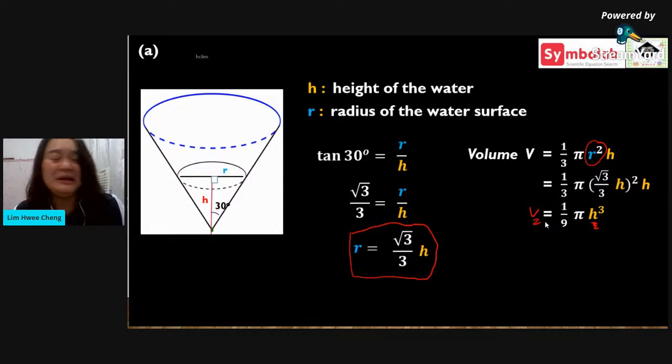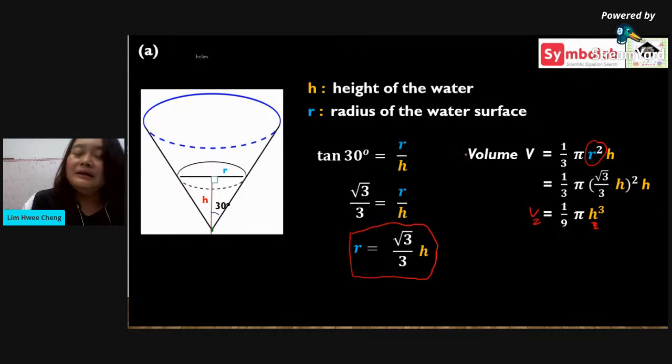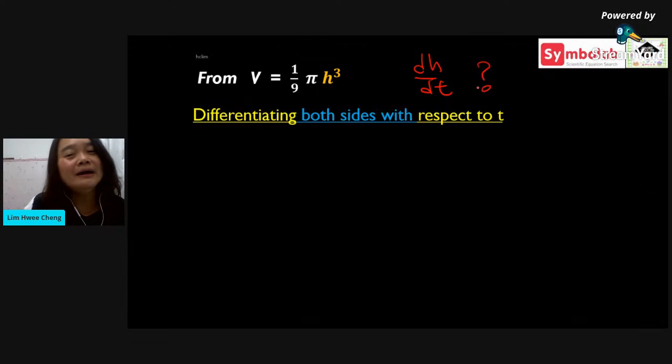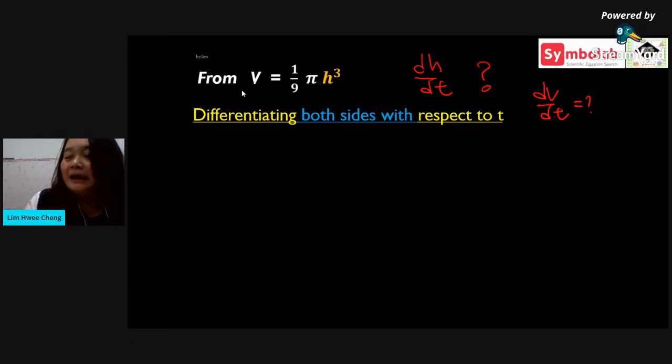Then you find what they want to find. They want to find dh/dt, right? They already give you dv/dt, right? You look at your formula, is there v? Yes. This is the v, this is the h. So you can directly take the rate of change of h with respect to t and the rate of change of v with respect to t. That means you differentiate both sides with respect to t. Directly.